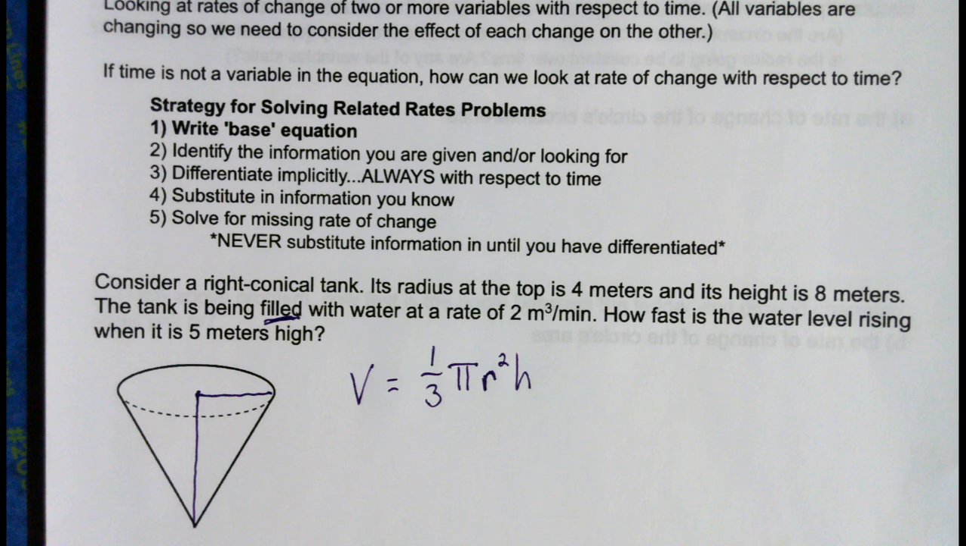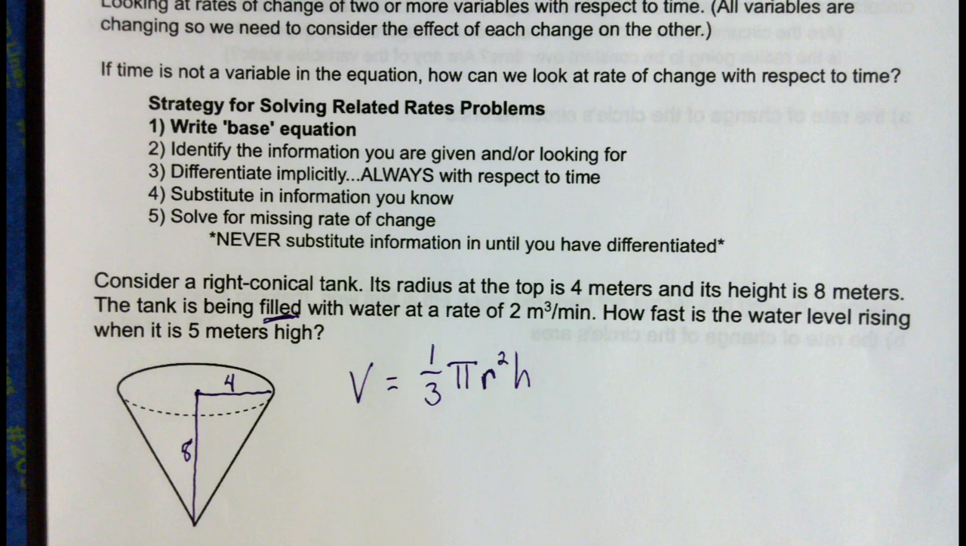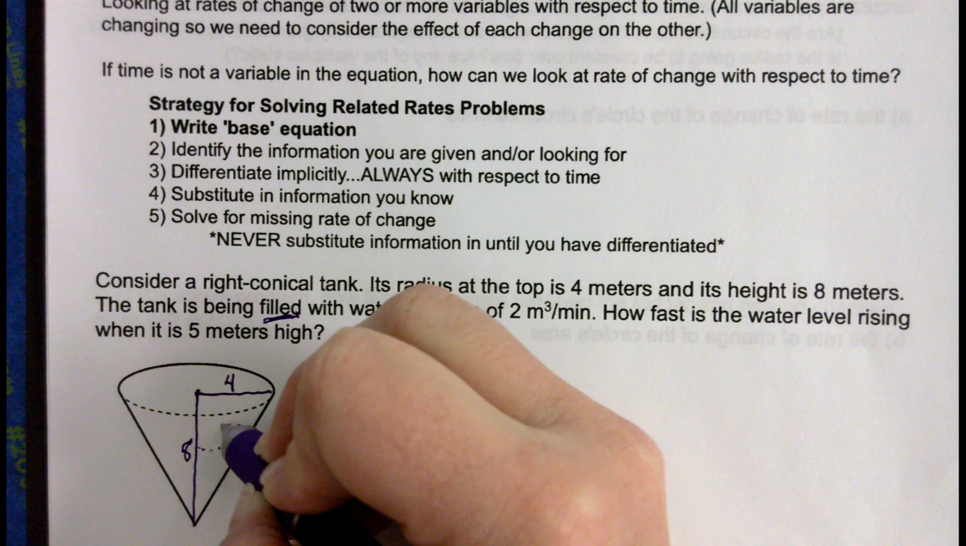So what we're dealing with is a similar triangle situation here. If this is 4 to 8, then what is this? Right, it's 2.5, right? And that is what we're going to work with because it's asking us to find the rate of the height of the water right when it's 5 meters high. So that will ultimately be the cone that we're after there. Does that make sense? We'll continue this when we get back.